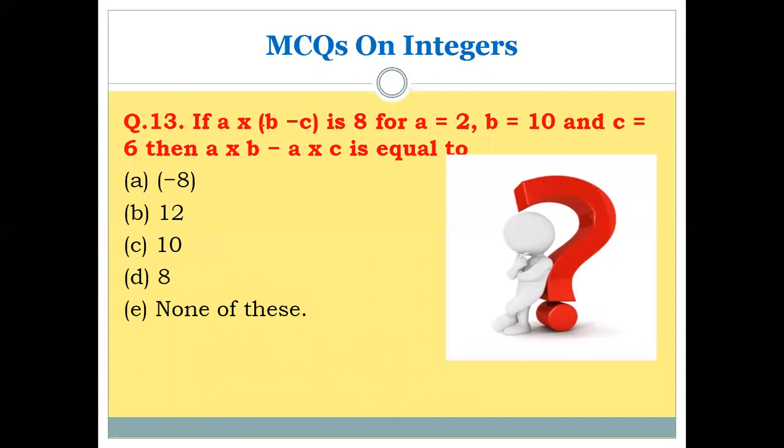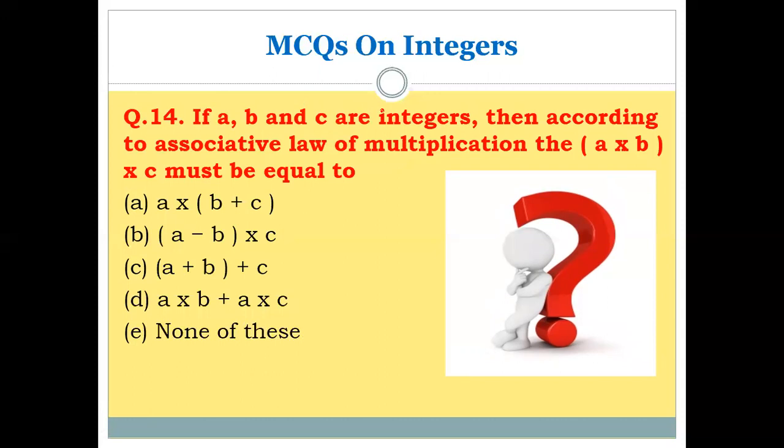13th question: we have A into B minus C is 8, for A equal to 2, B equal to 10, and C equal to 6. Then A into B minus A into C is equal to? So here we have the product of a binomial in subtraction, B minus C, with A. If we distribute it, A into B minus A into C, the result will be the same irrespective of the values of A, B, C. So the correct answer is D. This is the distributive property of integers over subtraction.